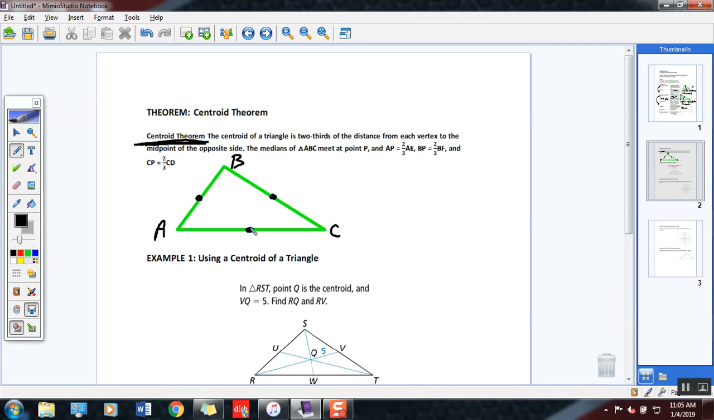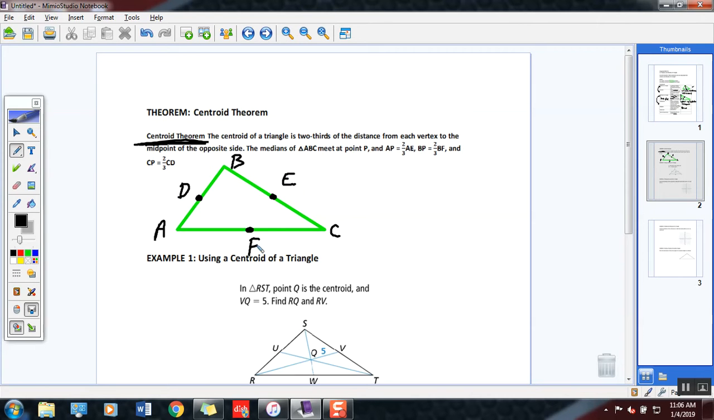Since we're talking about medians, we're going to be drawing lines from each vertex to which point on the opposite side? What's this point called over here? The midpoint. So we're going to draw medians in here. So what I need to do is we need to label these points. Okay. So I'm going to call this point D. I'm going to call this point B. A to E. I'm going to call E right here, and I'm going to call this F down here.